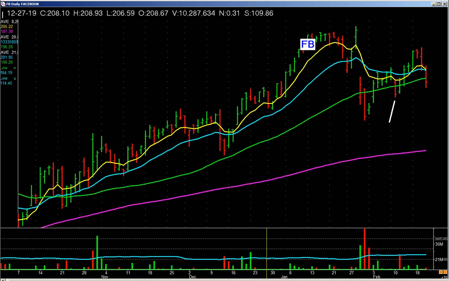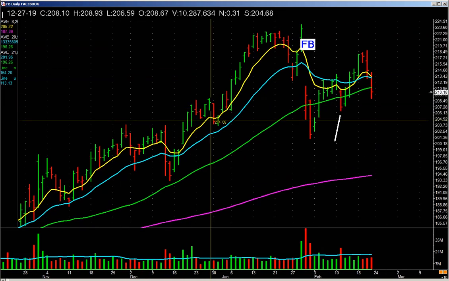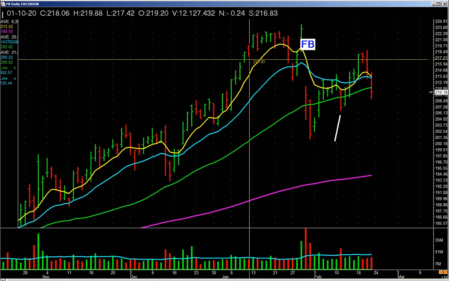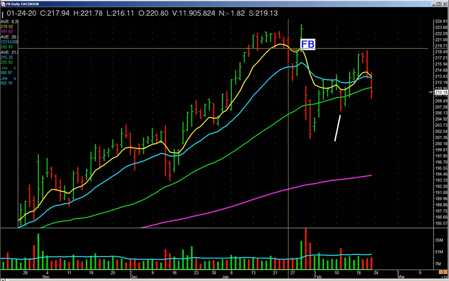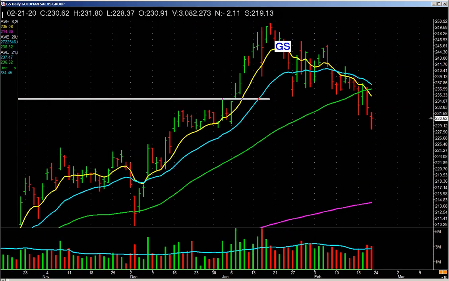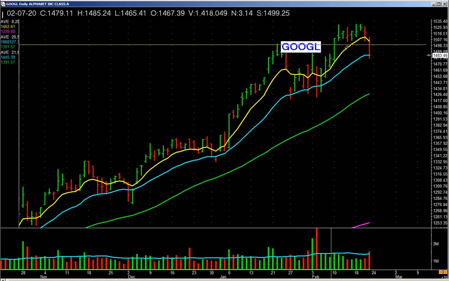Baidu walks up a little looser. Facebook right here. Look at how Facebook walked up the 8-day. Finally loses the 8-day here. On a pickup in volume, you sell some. Goldman Sachs walked up the 8, now it's loose. Google walked up the 8.